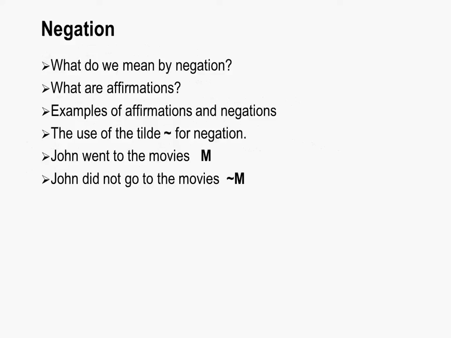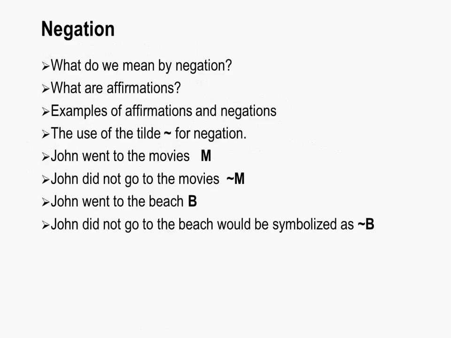This is similar in algebra. If you're talking about a specific number, you actually refer to the number like 3, 4, 5, -8, or whatever. But if you want to talk about a number in general, you would do it with a variable, right, with an x. So we have the same similar thing going on here. A specific capital letter represents a specific statement. Okay, here's another example. John went to the beach. So if we let B represent that specific statement, the negation of that would be John did not go to the beach. And so that would be symbolized as tilde B.